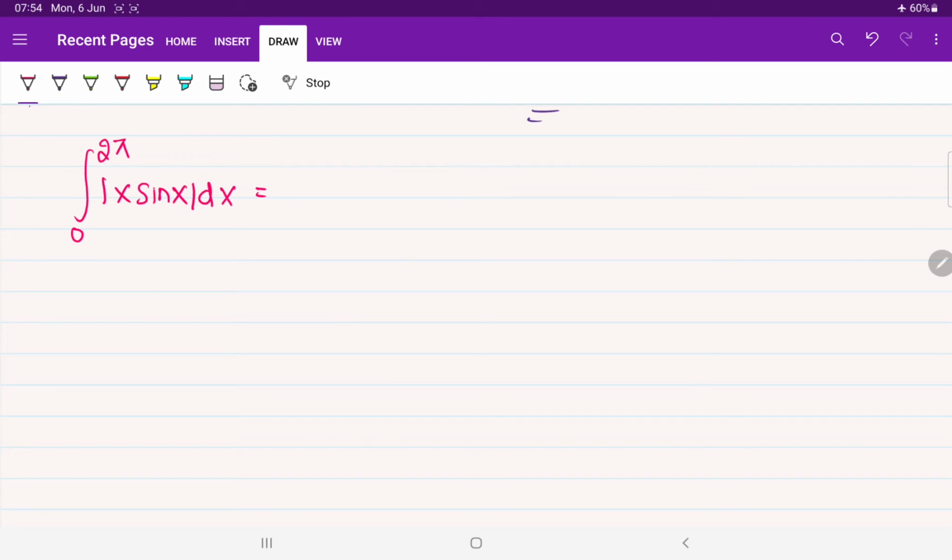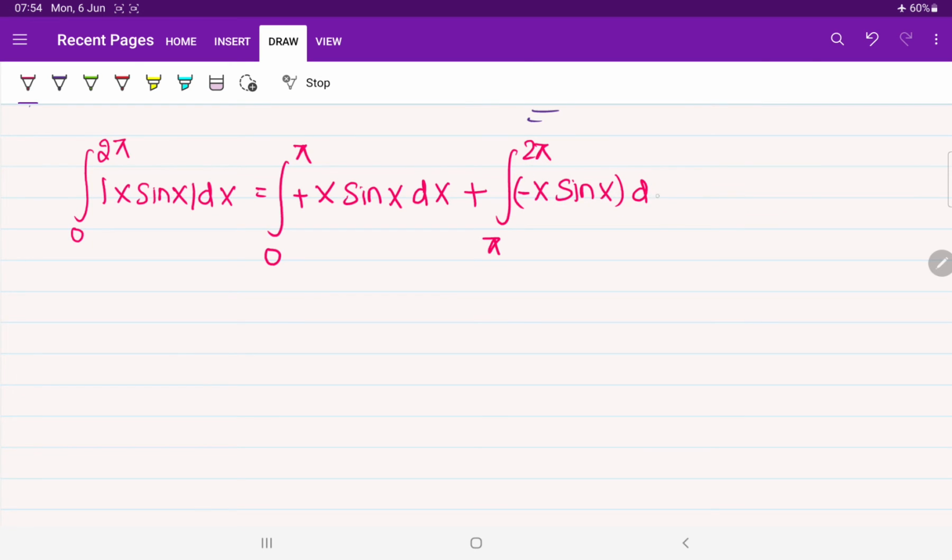This can be further written as, I told you x will be positive throughout the interval from 0 to infinity. So you can simply write x, but when I am replacing mod sin x by its actual representation, it can be written as the integral of x into sin x between the interval of 0 to pi with respect to dx, plus the integral from pi to 2 pi, the same interval, but here I have to keep minus x into sin x into dx. Why am I putting minus here? Because between 0 to pi the value of mod sin x is plus sin x, between pi to 2 pi the value of mod sin x is minus sin x.